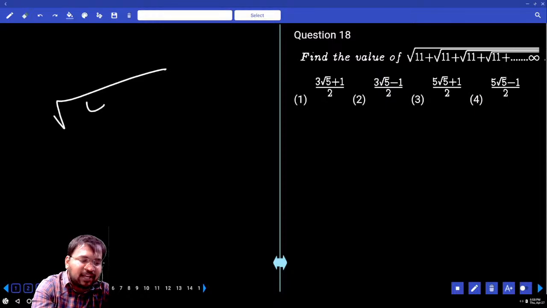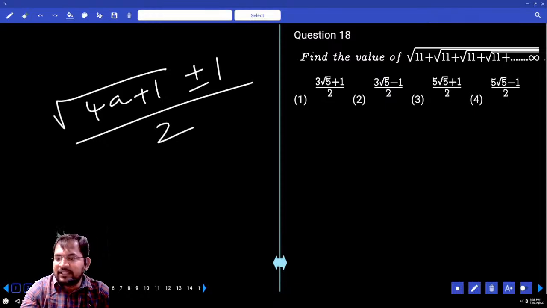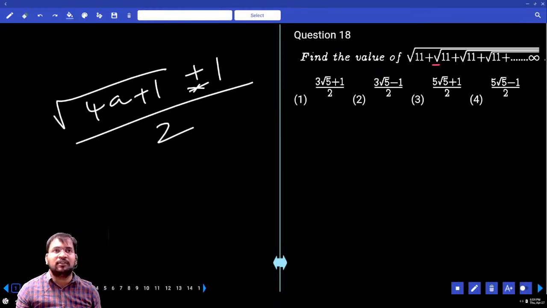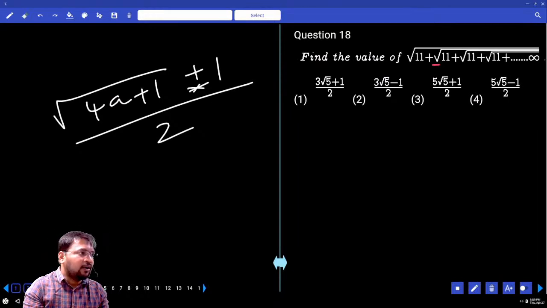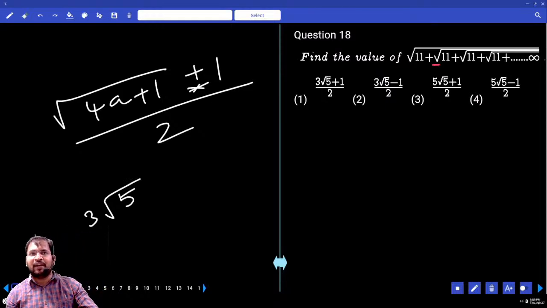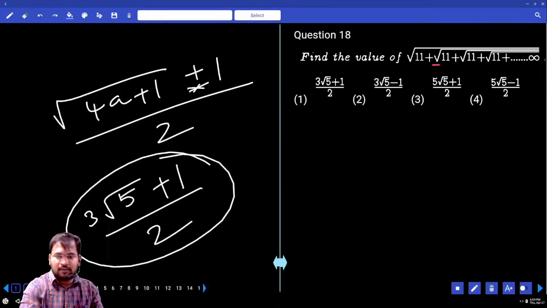So what is the formula, Nana? Root of 4a plus 1, plus or minus 1, by 2. Whenever plus is there in between the radicals, you have to take plus; whenever minus is there, you have to take minus. Here plus is there, that is the reason we take plus. 4a, a is nothing but the radicand value 11, so 4a is 44, plus 1 is 45. 45 you can write as 5 root 3, or 3 root 5? 3 root 5, because 3 goes under the root as 9, and 9 times 5 is 45 only. So plus by 2, so your answer is what?